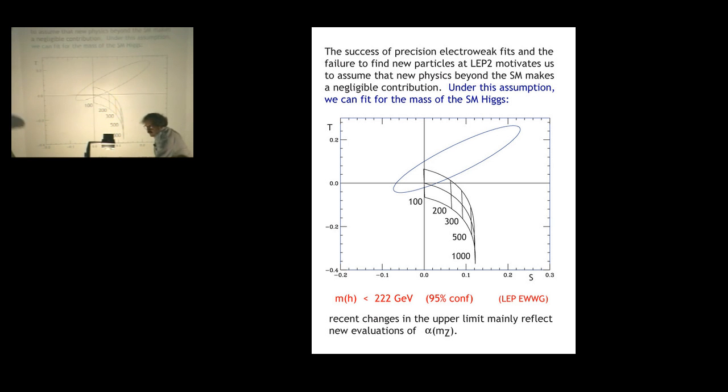Motivates us to assume that new physics beyond the standard model is negligible when you analyze precision electroweak. If you make that assumption, then you can fit for the mass of the standard model Higgs. And in fact, the precision electroweak fits only work to the precision of the measurements if the Higgs turns out to be very small. Here's a contemporary ST plot plotted against the ST region, which is given by the standard model. I guess what the LEP electroweak working group is saying in the write-up from the summer is that M Higgs is less than about 220 GeV at 95% confidence.